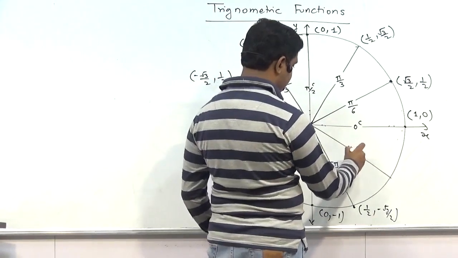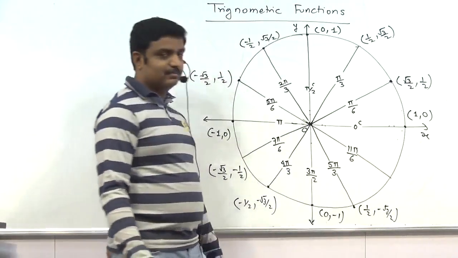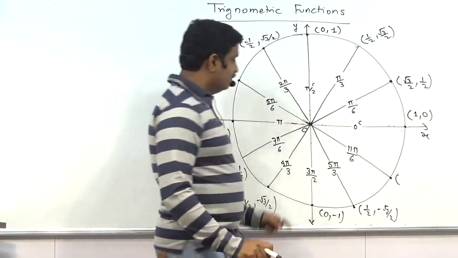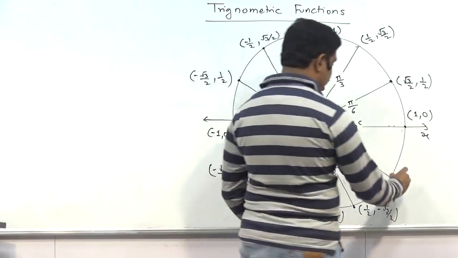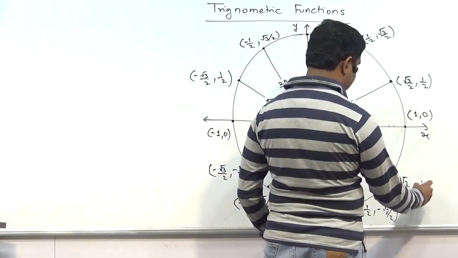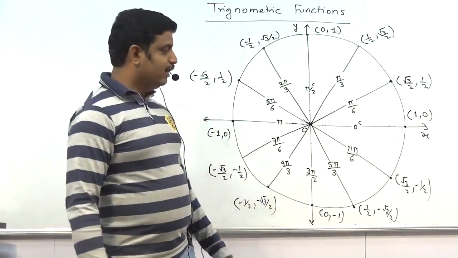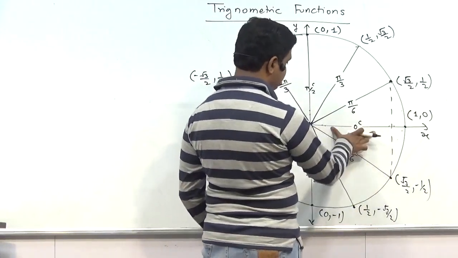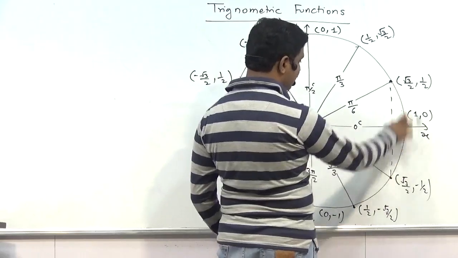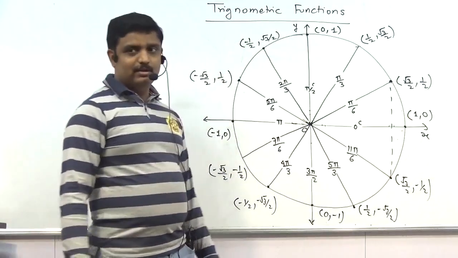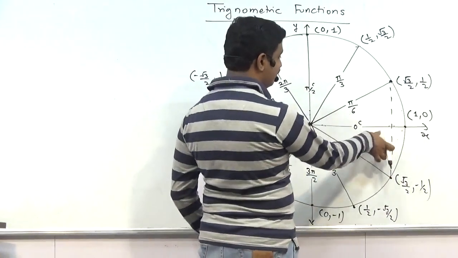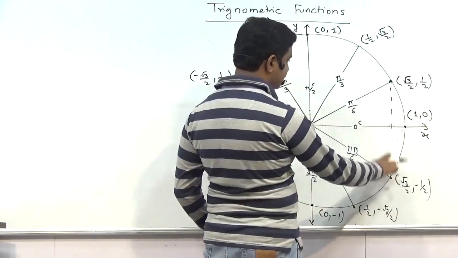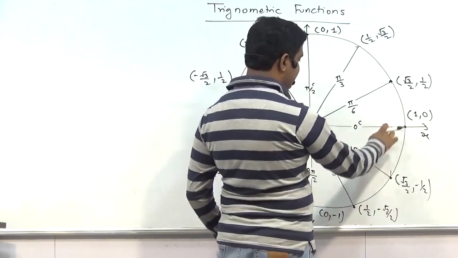11 pi by 6. What will be these coordinates? Opposite of this one. So root 3 by 2, minus 1/2. We can also do it like this. If I draw a perpendicular from this point, the distance from the y-axis is the same, so the x coordinates are the same. The distance from the x-axis is numerically the same but in the opposite direction. So the y coordinate is half and minus half. Getting this?